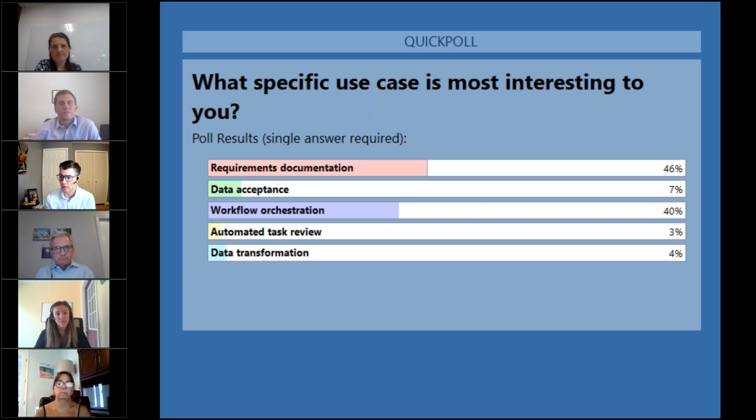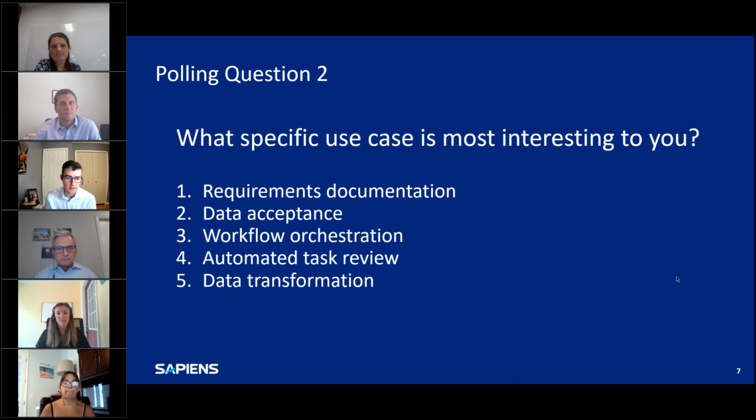Requirement documentation and workflow orchestration, they're both very solid use cases for decision modeling, but not to overstate the data acceptance, which is, from my experience, one that is frequently overlooked but tremendously valuable. And then everything about decision modeling supports automating task review and data transformation. It's kind of an interesting one. If you can have your variables come in as any number of things, but you want to standardize them or just modify them for use in your logic, that's where decision modeling can help out. Appreciate all the feedback there. All right, so let's go to the next question for our panelists.